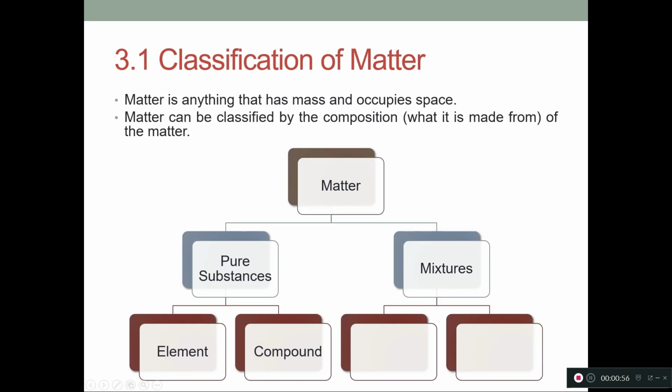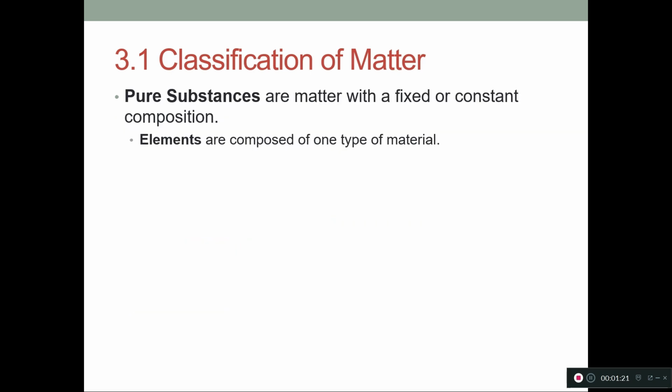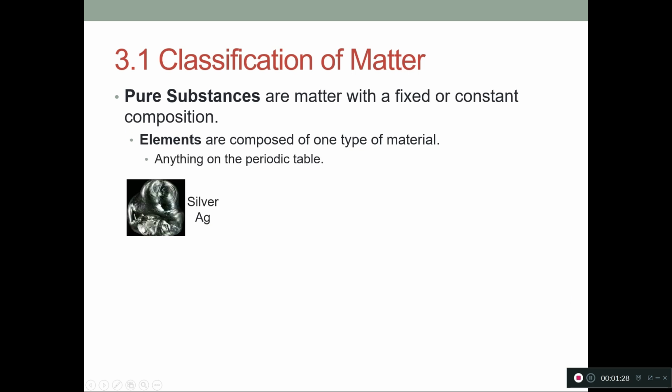So when we have matter, which is what everything is made out of, it's stuff that has mass and occupies space, we can classify this based on whether it is a pure substance or a mixture, and then we can talk about differences in types of pure substances and mixtures. The first one we'll talk about are pure substances, and we can classify these as either elements or compounds, where an element is a pure substance that is composed of just one type of material. That would be anything on the periodic table.